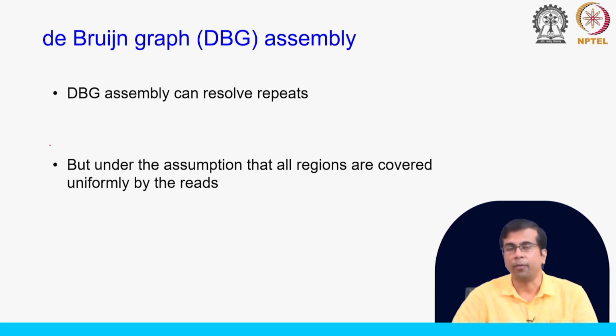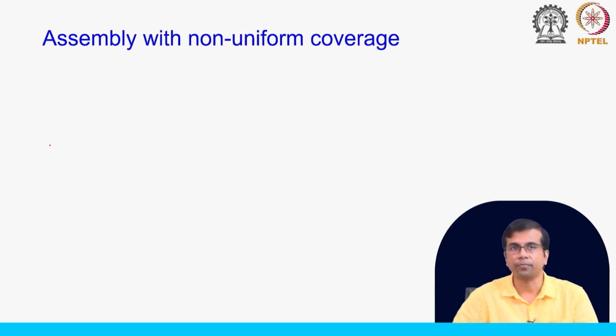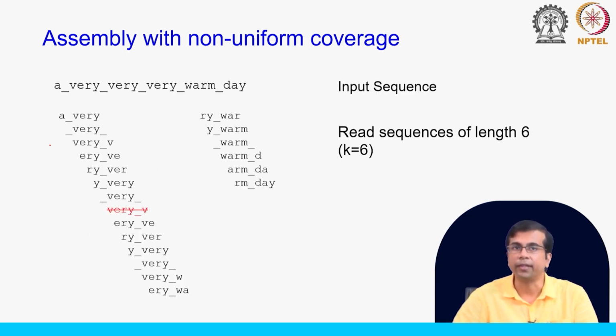Now, why I am saying this is critical, because in real life it is very unlikely that you will get uniform coverage from all the regions in the genome. And in that case, you might not be able to find Eulerian paths, or the graph may not be Eulerian. So, what will happen if we have non-uniform coverage? We will see that this can lead to graphs that will not have any Eulerian path. So, this is the example we will take now. We'll do the assembly with non-uniform coverage, and we take the same example.